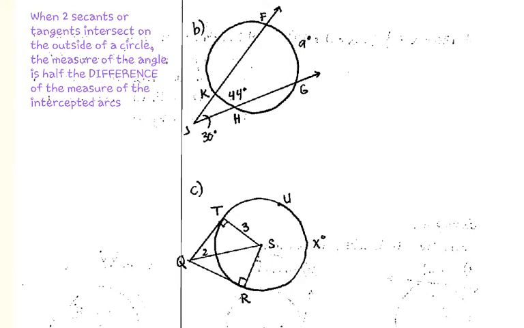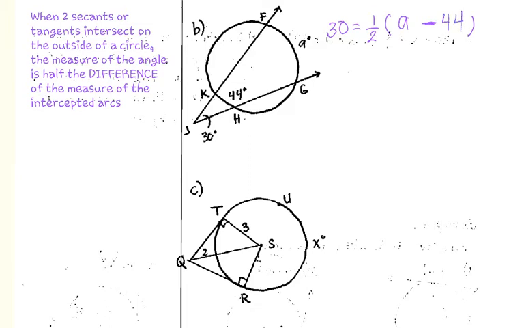To set this up, the measure of the angle equals 1/2 the difference of the intercepted arcs. When we talk about difference, we want to take the larger arc, in our case arc FG, and then subtract the smaller arc from the larger arc. So we will have A minus 44.